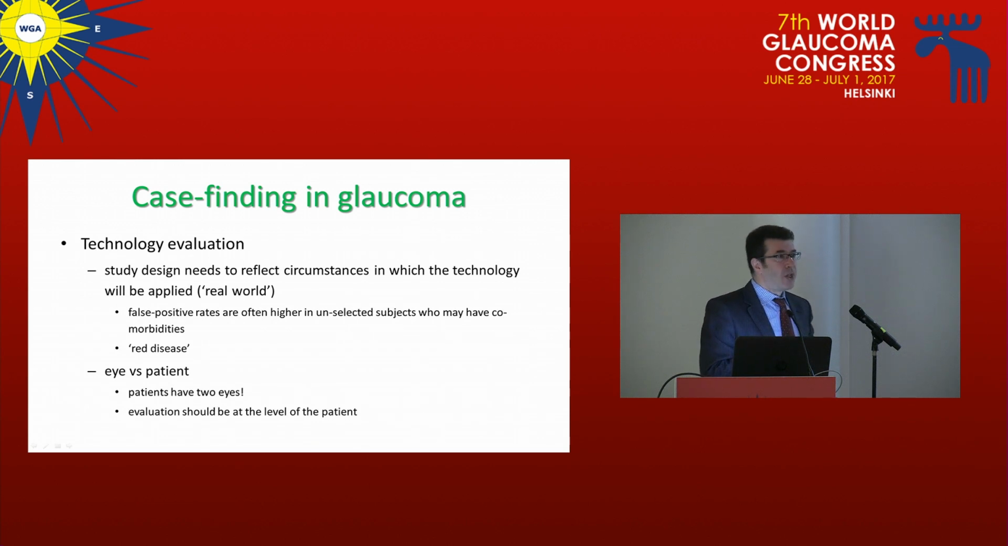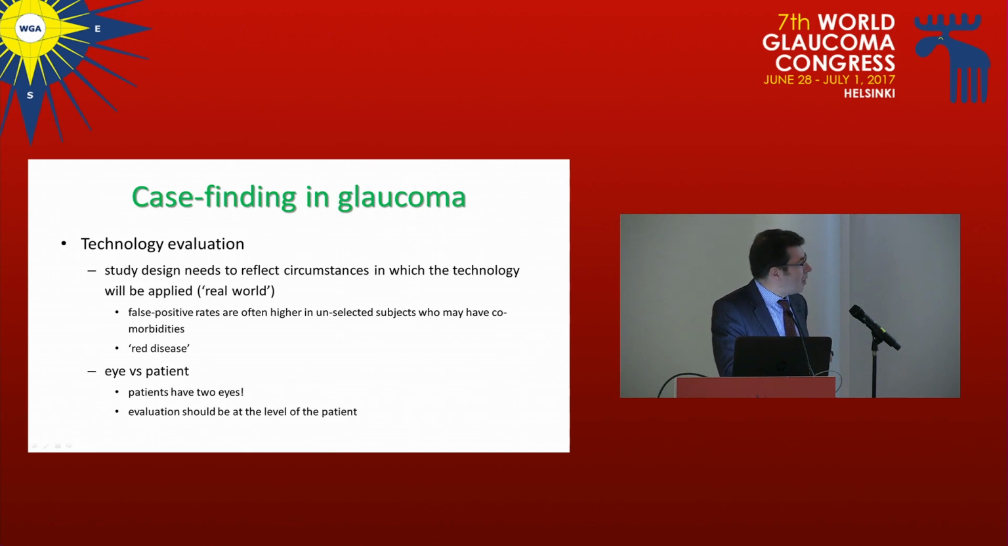So in a technology evaluation, which the study I'm going to present in a moment is, we need to do it in the circumstances in which the test will be applied in the real world. So we need to do it in primary care. Often in primary care, we've got patients with comorbidity, and that can raise the false positive rates. And we need to be avoiding what we call red disease, which is clinicians looking at printouts that have got red patches on it and saying, well, that must be glaucoma because the printout's got red on it.